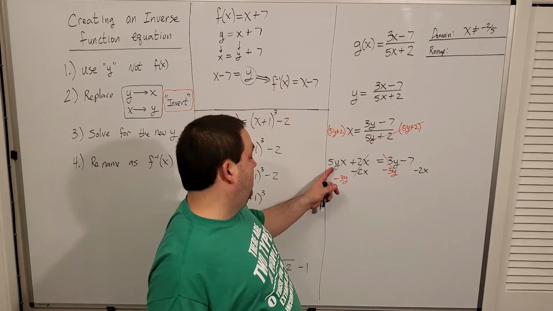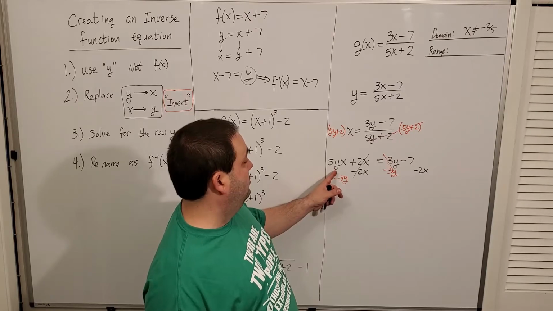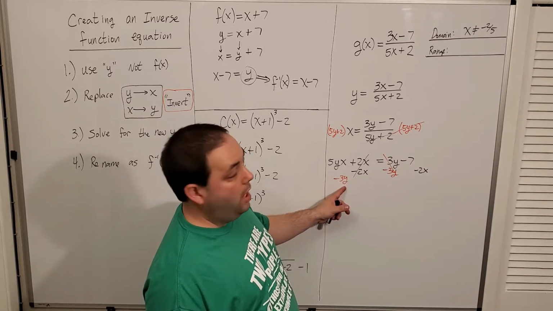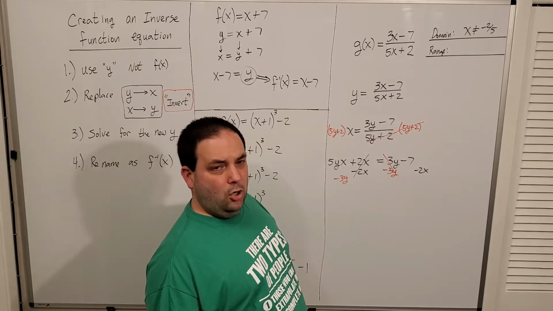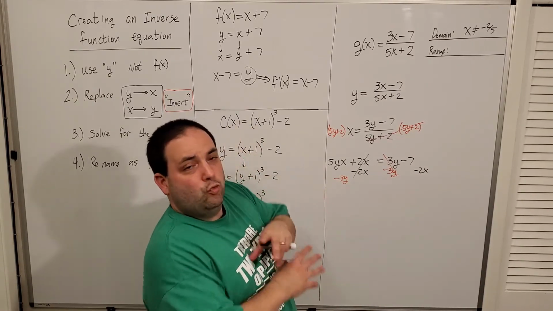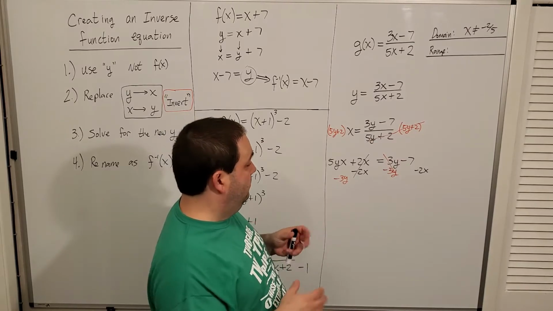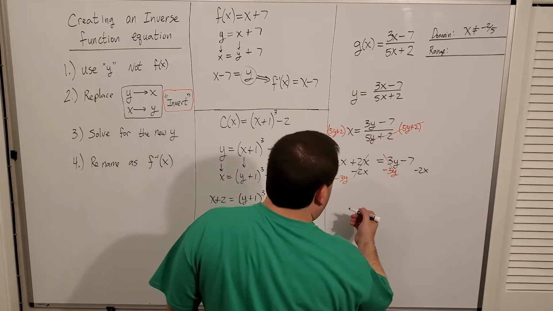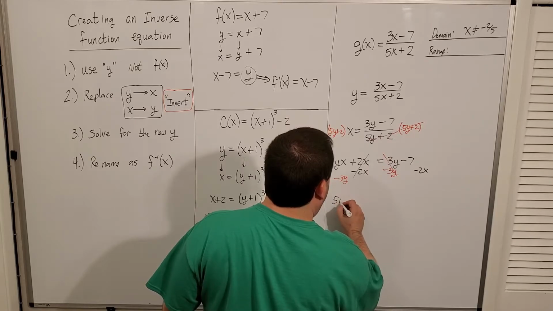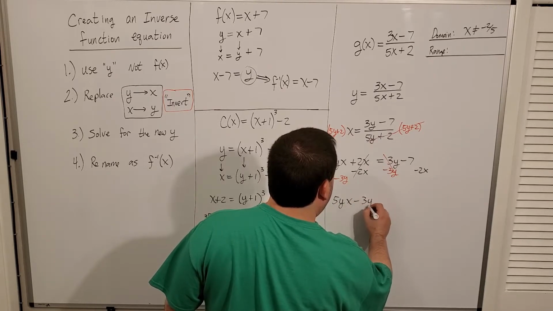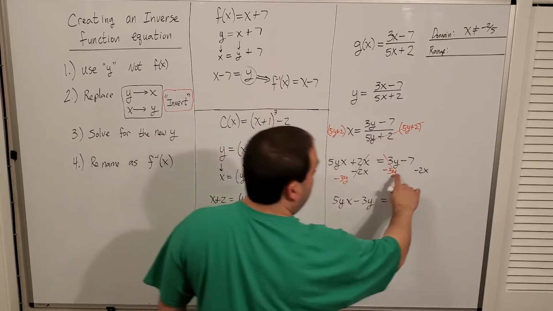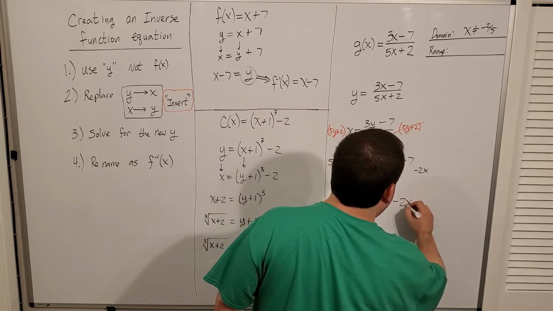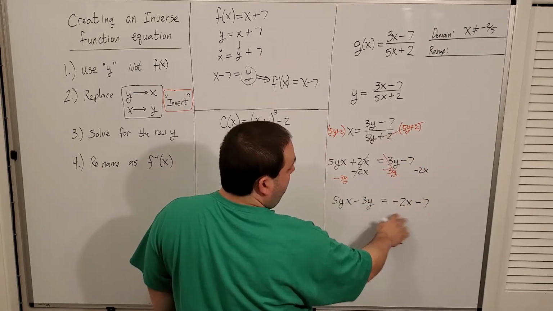Now, of course, I can't combine these because they're not like terms. One of them has yx, the other has just y. And also here, negative 7 and negative 2x, they're not like terms. So really all I did was just do some rearranging in the house here. What I did do, though, is I got all of the things that have y on the same side. So I have 5yx minus 3y, and I have negative 2x minus 7 together on that side.